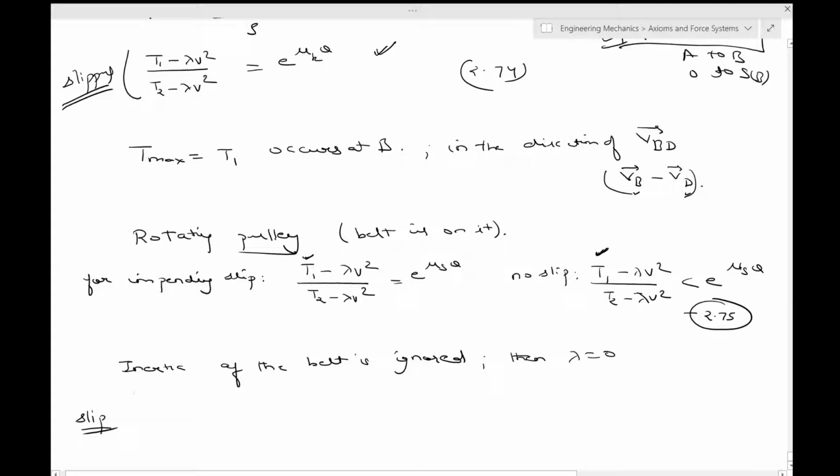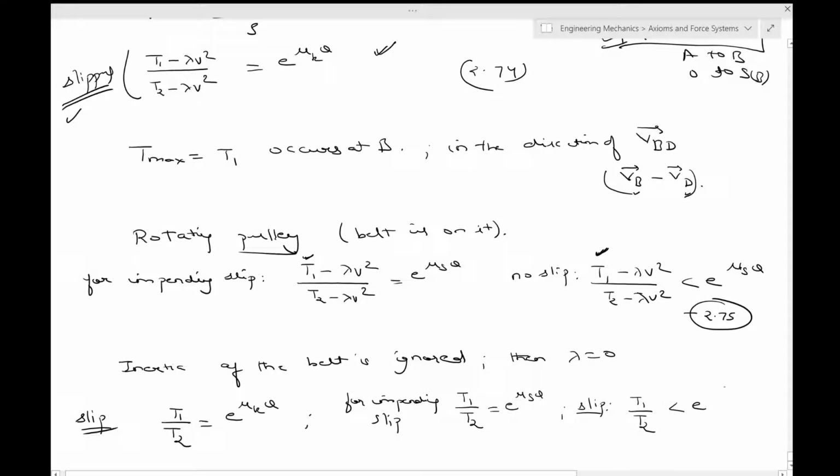For slip, it will be T1 by T2 is equal to e to the power of mu k theta. For impending slip, you will have T1 by T2 is equal to e to the power of mu s theta, and for no slip you would have T1 by T2 is smaller than e to the power of mu s theta. So this is 2.76.